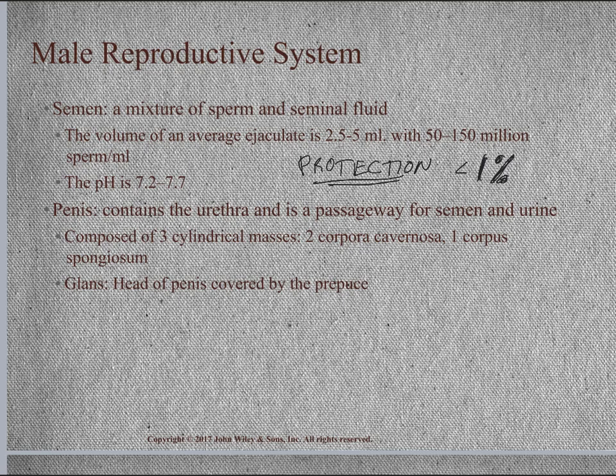The penis contains a urethra, which is the passageway for semen and urine. We have 3 cylindrical masses that we've alluded to but haven't outlined yet: 2 corpora cavernosa and 1 corpus spongiosum. We have the glans, or tip or head of the penis, covered by foreskin known as the prepuce. That prepuce is usually removed depending on your ethnicity, religion, or location, basically where you live. This is known as circumcision.